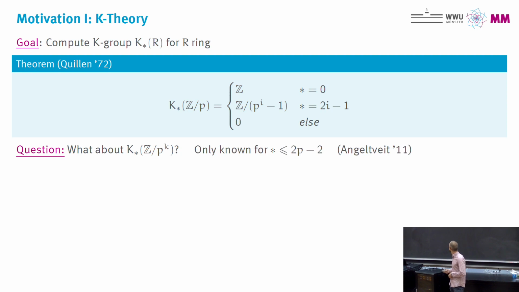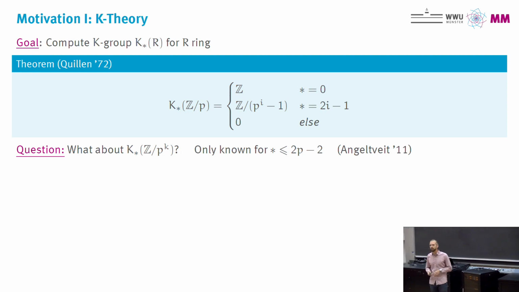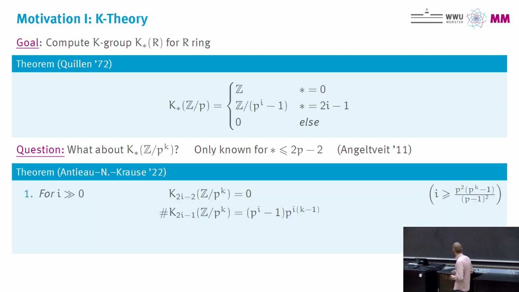And a little was known, namely in a range of degrees, by Angeltveit, who computed it based on earlier work of Marcel Bökstedt and others. And this range of degrees grows with the prime. So for example, for the prime 2, it's really 2. And fortunately now with the methods I'm going to talk about in this talk, we can compute those groups. And here's the result.